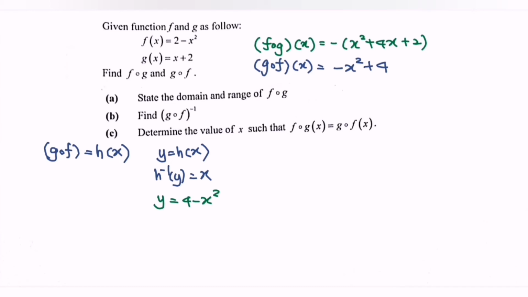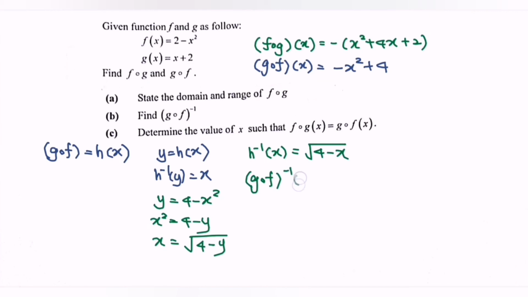So kindly rearrange. x squared is equal to 4 minus y. So take the square root of both sides. In here, x is equal to the square root of 4 minus y. Do remember, it is a one-to-one function, then only can we say we have the inverse. So the value would be x greater than 0, so we only take the positive side. So at the end, h inverse of x is equal to the square root of 4 minus x. So that is the inverse for g∘f.